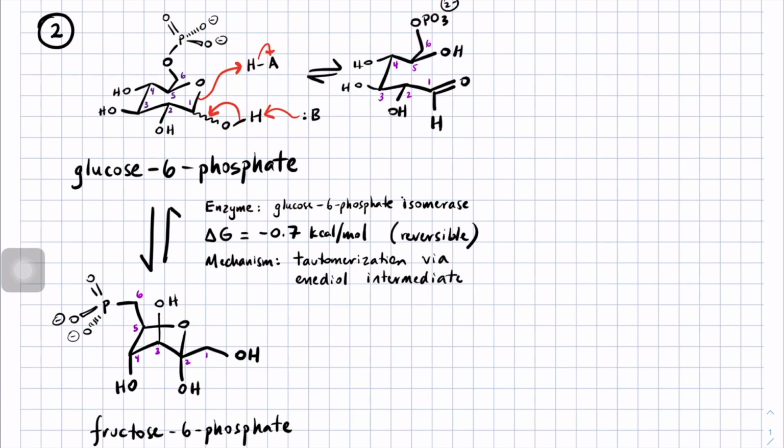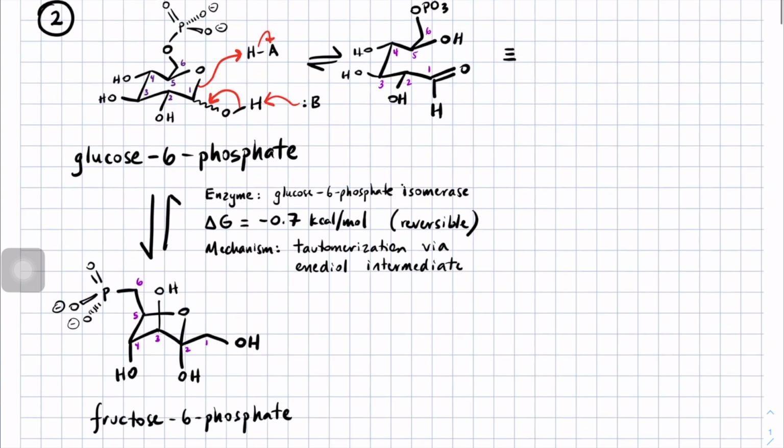Alternatively, you may find it easier to draw this out in its sort of straight chain form. So to do that, we need the phosphate group on the one end. 1, 2, 3, 4, 5, 6. And then we just need to make sure that the OH groups 1, 2, 3, 4, 5, 6 are in the right place with the right stereochemistry.